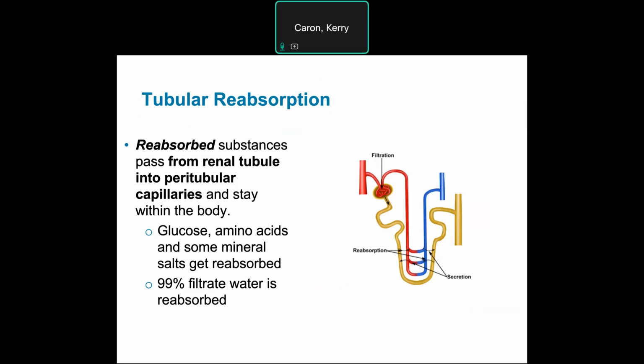Reabsorption, so reabsorbed substances. What kind of things would we reabsorb from the glomerular filtrate? When it enters the proximal tubule, the loop of Henle, and the distal tubule, from the renal tubules, there's the peritubular capillaries surrounding that. What are the things that we take back? We take back glucose, amino acids. A lot of times we'll take that back. There should be no protein or glucose in the urine. Some mineral salts. 99% of the water in that system is also absorbed.